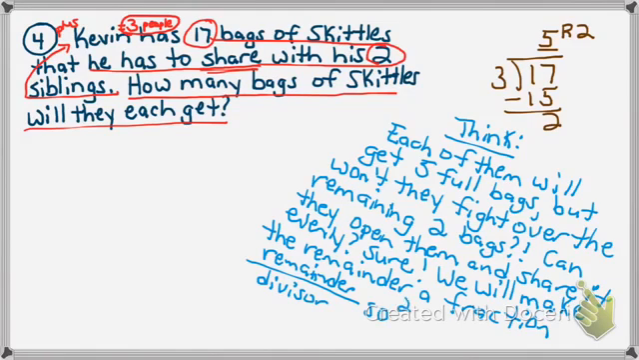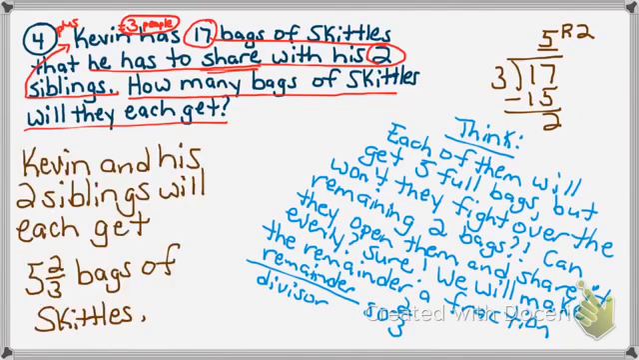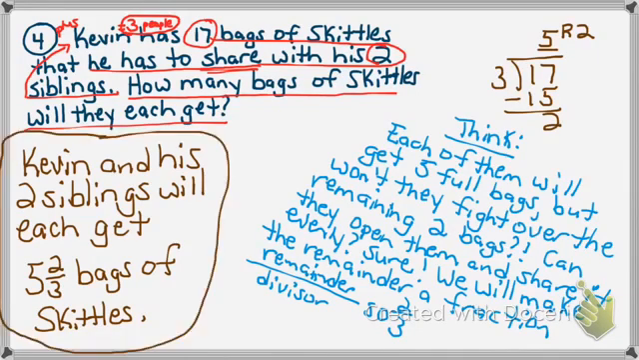So our remainder is 2 and our divisor is 3. That's 2/3. So they each get 5 full bags and 2/3 of a bag. And therefore, the question says how many bags of Skittles will they each get? Kevin and his 2 siblings will each get 5 and 2/3 bags of Skittles. And that's my final answer.